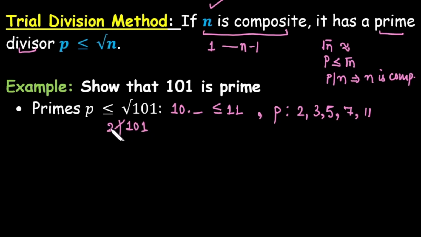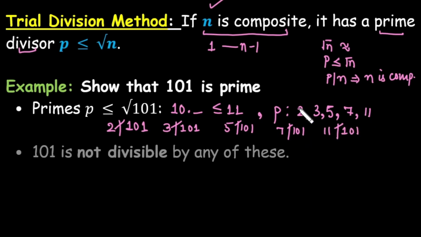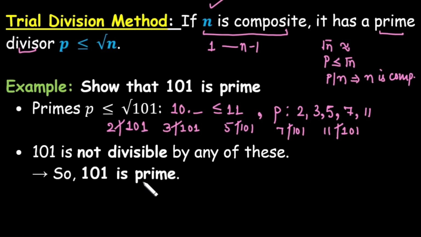Now, we need to check whether 2 divides 101. No. So, we can put a slash here. Whether 3 divides 101? No, because it leaves the remainder 2. Whether 5 divides 101? No. Whether 7 divides 101? No. Whether 11 divides 101? No. So none of the primes divides 101. So we can conclude that 101 is a prime number.